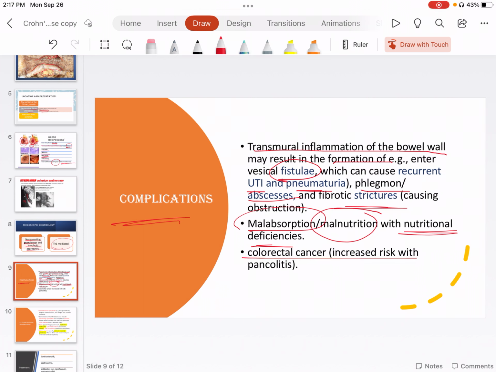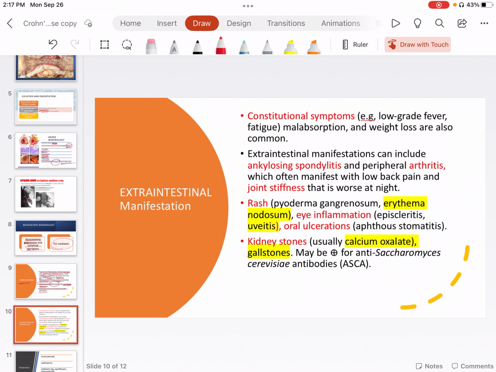Okay, another thing is colorectal cancer, with which Crohn's disease can be complicated, as there is increased risk of pancolitis, where the whole colon can get inflamed. Extraintestinal manifestations share a wide area. Aside from constitutional symptoms like low-grade fever, fatigue, malabsorption, and weight loss, there are extraintestinal manifestations in which there is joint involvement, like arthritis, joint stiffness, like ankylosing spondylitis.